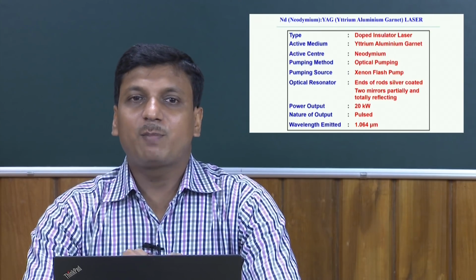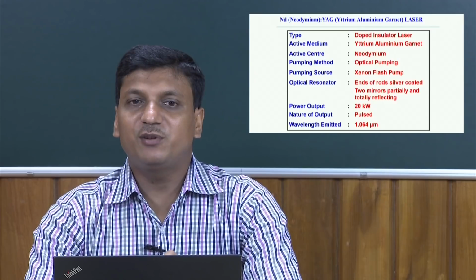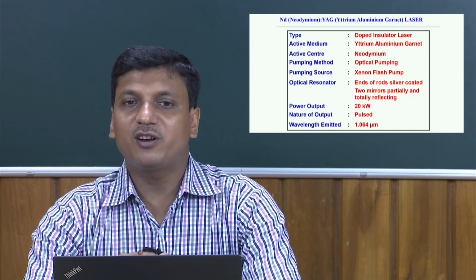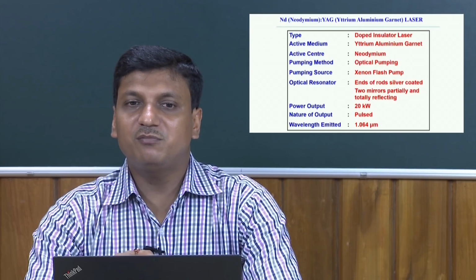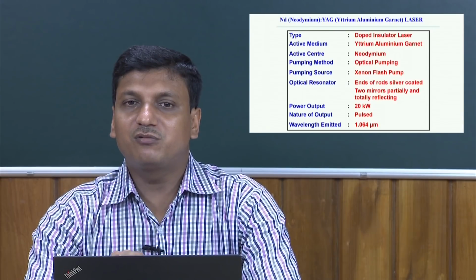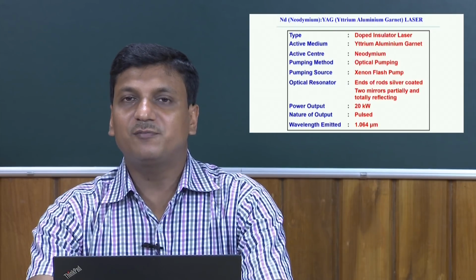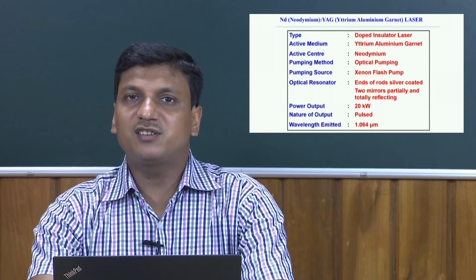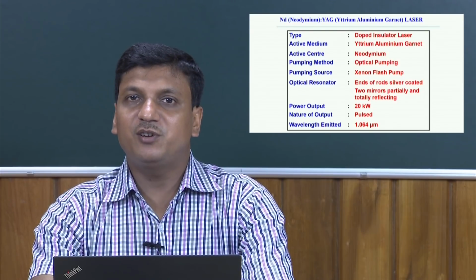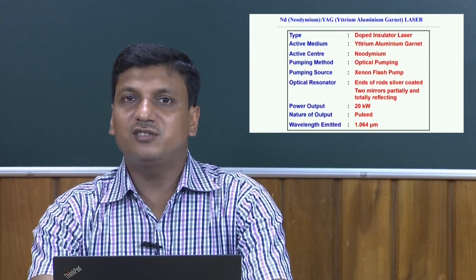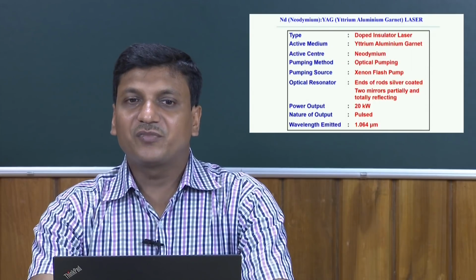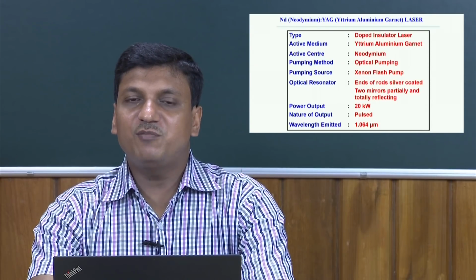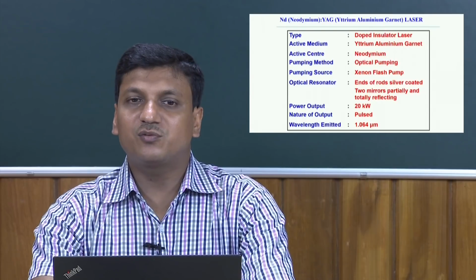So, typically this Nd:YAG laser has an output power of around 20 kilowatt maximum, and the output that can be produced is a pulse laser. Pulse laser means there is a variation of the pulse energy with respect to time, and then the final wavelength for this Nd:YAG laser is 1.064 micrometer.